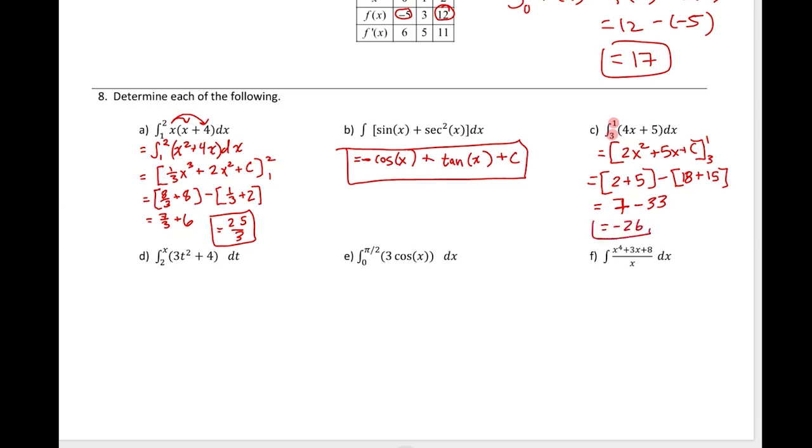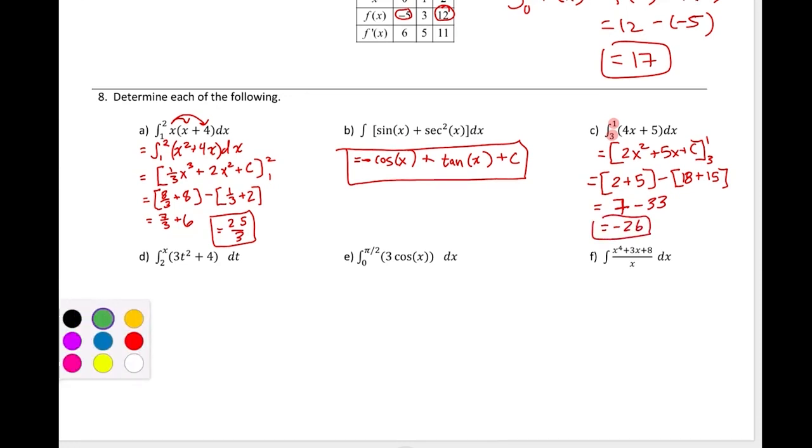And if you were to have worked this out differently, like if you were to set this up so that it was actually the opposite, negative 2x squared plus 5x plus c, and then go from 1 to 3, you're going to get that same value. But that's the nice thing about the fundamental theorem of calculus when we're using it to calculate these definite integrals: it takes care of that for you.